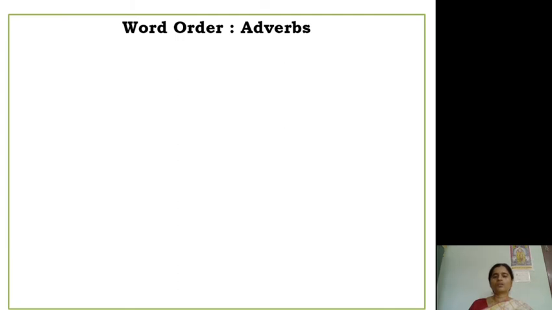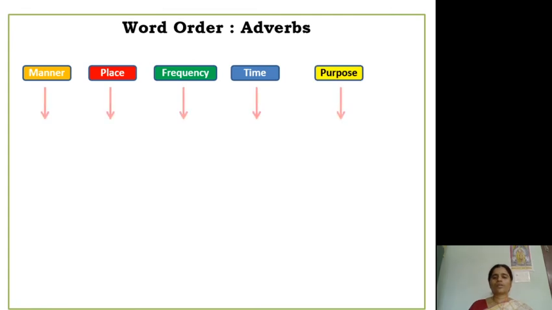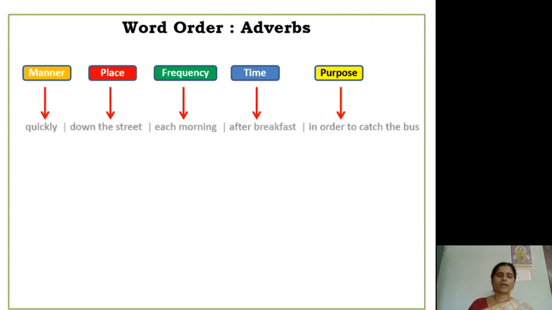So what is the order that we have to follow if we get more than one adverb in a sentence which refers to the verb? This is the order that we have to follow. If we get more than one adverb, then we have to place the adverbs of manner first, and then the adverbs of place, and then the adverbs of frequency, and then the adverbs of time, and then the adverbs of purpose. So let us see some examples of these adverbs.